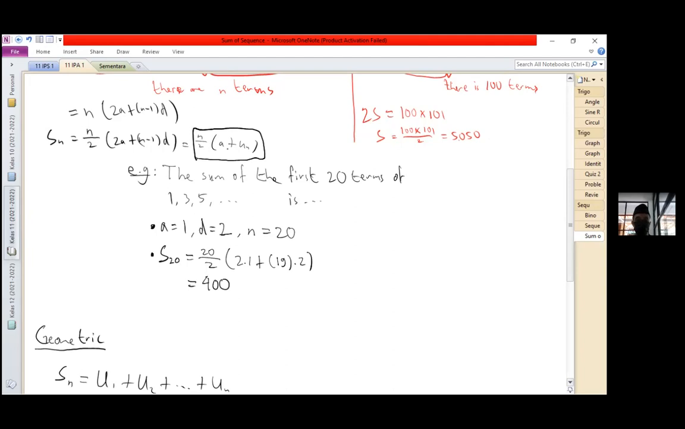Jadi kalau kalian mau pakai rumus yang ini di soal ini bisa, tapi cari dulu Un-nya. Jadi kerja 2 kali gitu ya. Cari Un-nya, setelah ketemu baru masukkan ke sini, baru dapat. Jadi lebih panjang gitu ya. So that is one example.